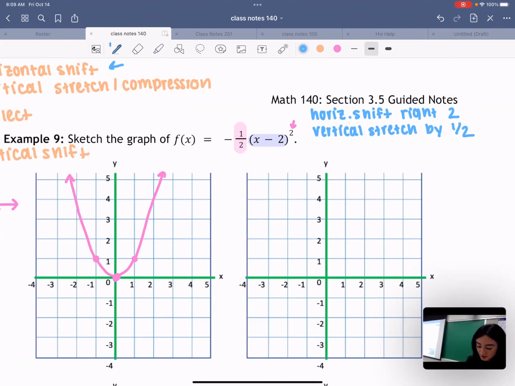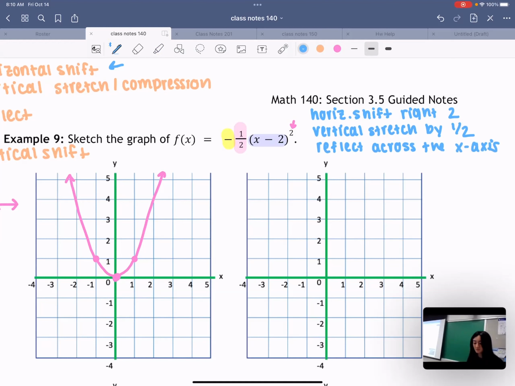Finally, it looks like we have a negative sign. What is that telling us to reflect over? The x-axis or the y-axis? The x-axis. And it's the x-axis because the negative sign is not attached to the x itself. It's attached to the entire function. It sits on the outside of the function instead of on the inside. So because of the negative sign, we are reflecting across the x-axis.